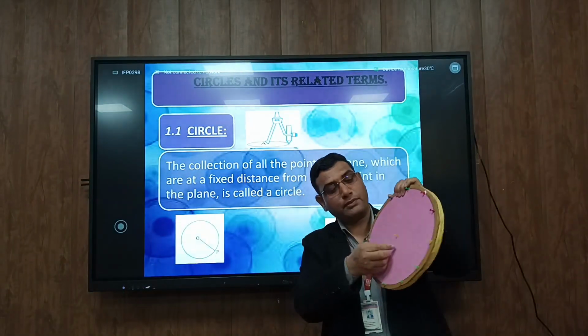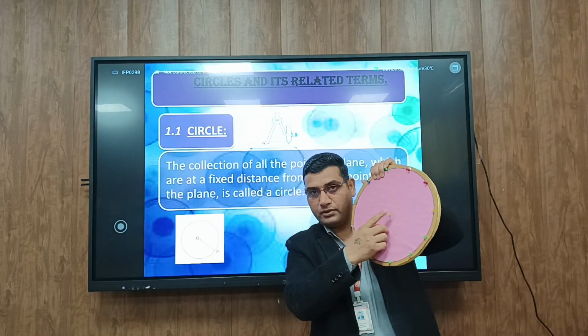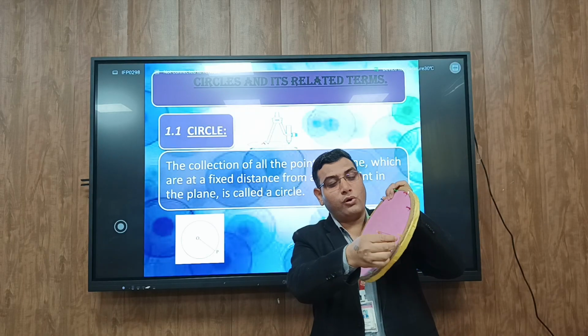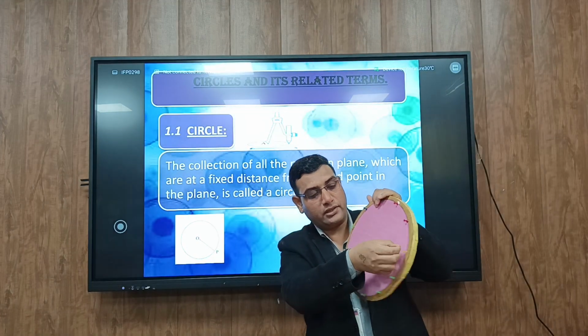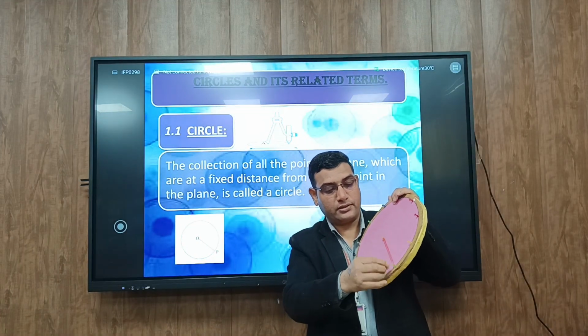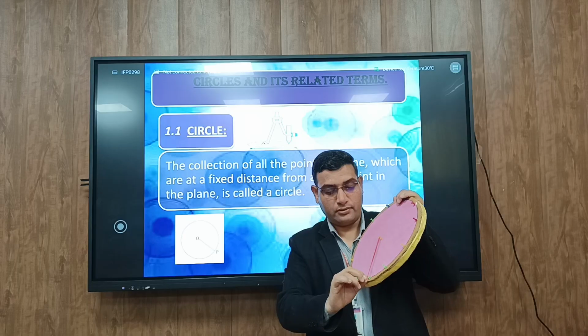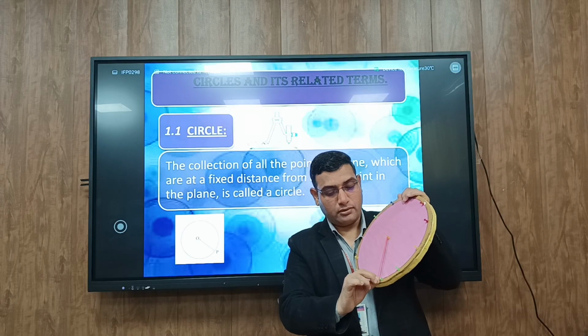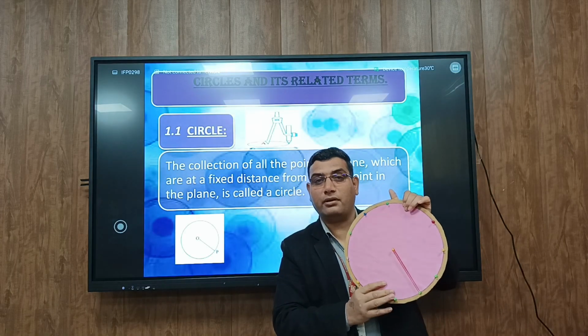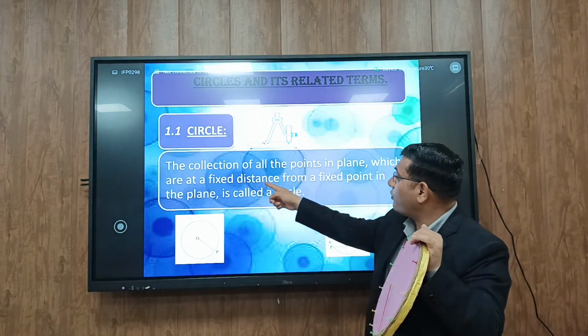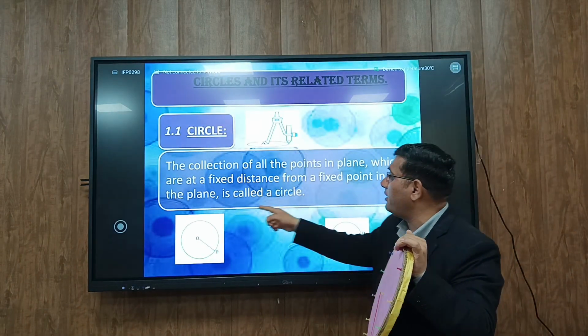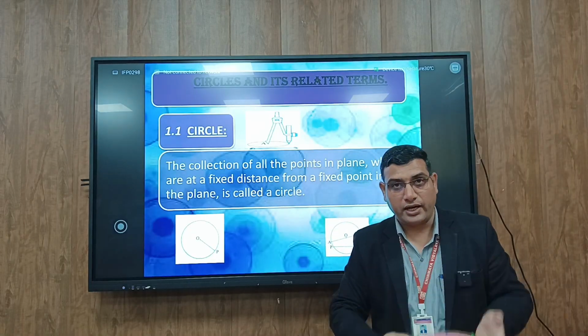We are talking about this point, right? All the other points are at an equal distance from it. There are many points in a plane, and the points at a fixed distance from a fixed point in a plane are called a circle, right?